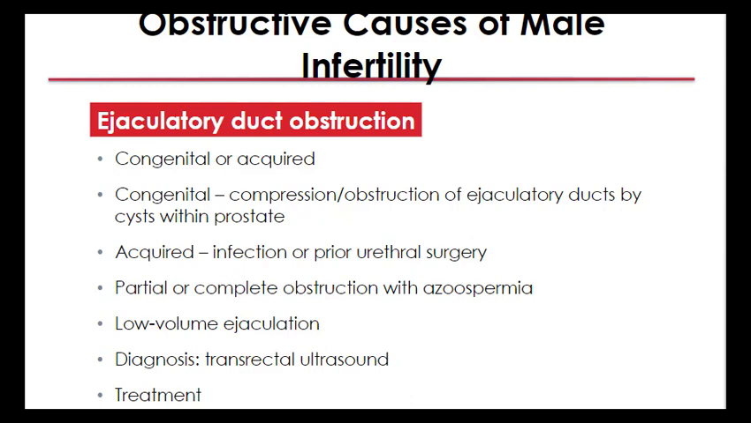Ejaculatory duct obstruction can be congenital or acquired. Congenital duct obstruction is due to compression and obstruction of the ejaculatory ducts by cysts within the prostate, such as Müllerian duct cysts or ejaculatory duct cysts. Acquired obstruction may be due to infections such as prostatitis or epididymitis, or related to prior urethral surgery. The obstruction can be partial or complete with azoospermia. Ejaculatory volume is low. Ejaculatory duct obstruction can be diagnosed by transrectal ultrasound and is treated by transurethral resection of the ejaculatory ducts or unroofing of the prostatic cyst.